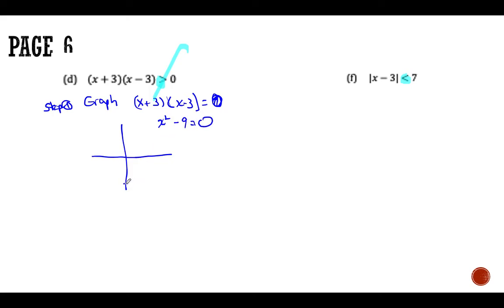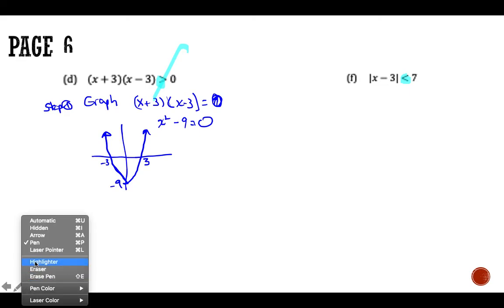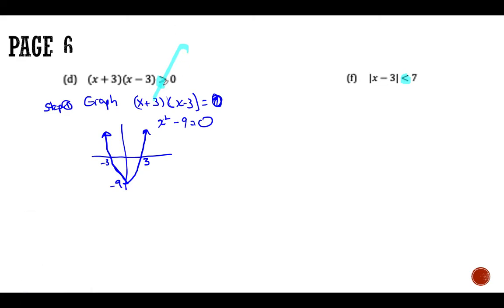That's a parabola that opens up, with a y-intercept and a minimum of negative 9, and two x-intercepts of 3 and negative 3. Do you see where this graph is greater than 0? Can you see it? That's what this is saying.